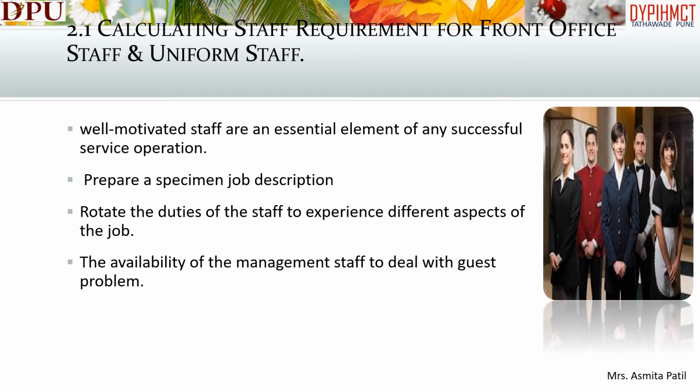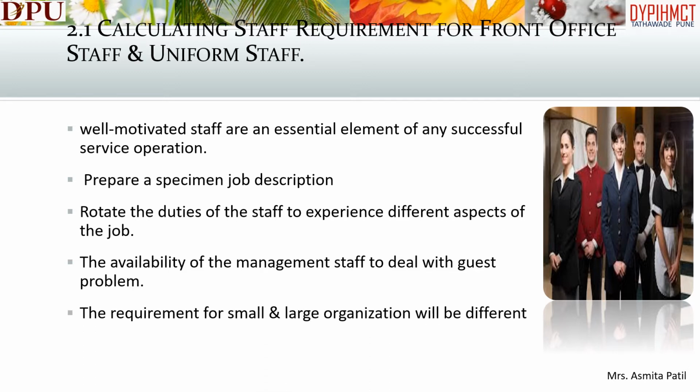So the next point is the availability of the management staff with the guest problem. I have already discussed that the special staff has to be there to deal with the problems of the guest. Next point. The requirement for the smaller and larger organization for number of staff will be different because the level of operations are different, the level of automation is different. So based on all these points, the requirement for the front office staff and uniform staff is calculated.